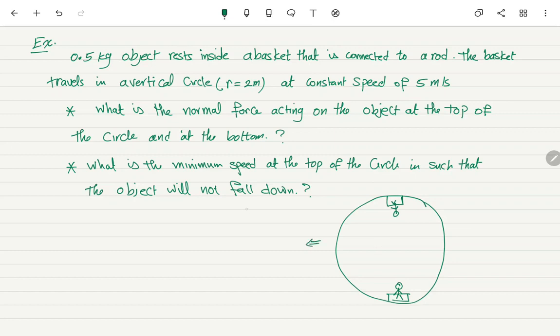We have a basket connected with a rope, and there's an object in here. In order for this object not to fall down, we have to find the minimum speed at the top. Also, we have to find the normal force acting on this object at the top and the normal force acting on this object at the bottom. This is the bottom, this is the basket, this is the other situation. Now, before solving this example, let's look at this model.